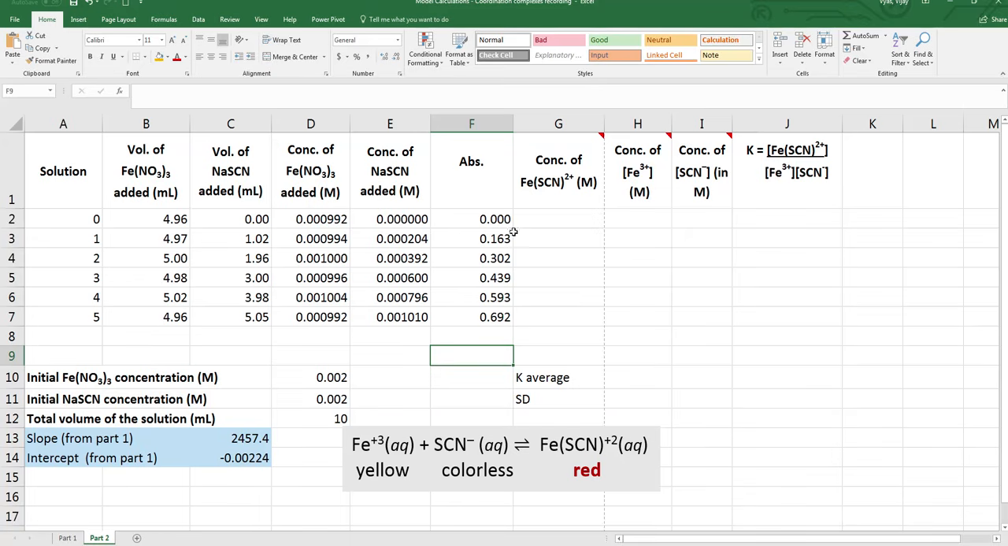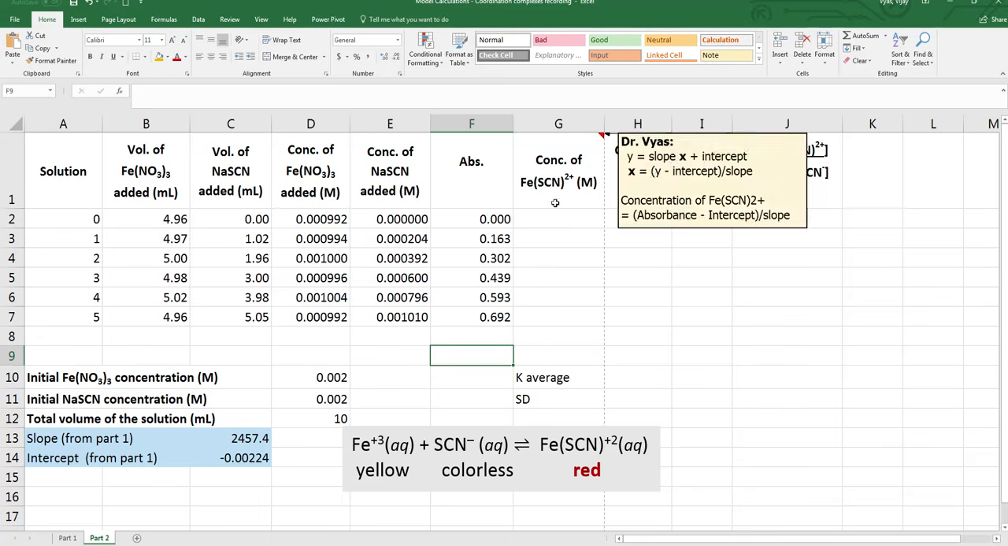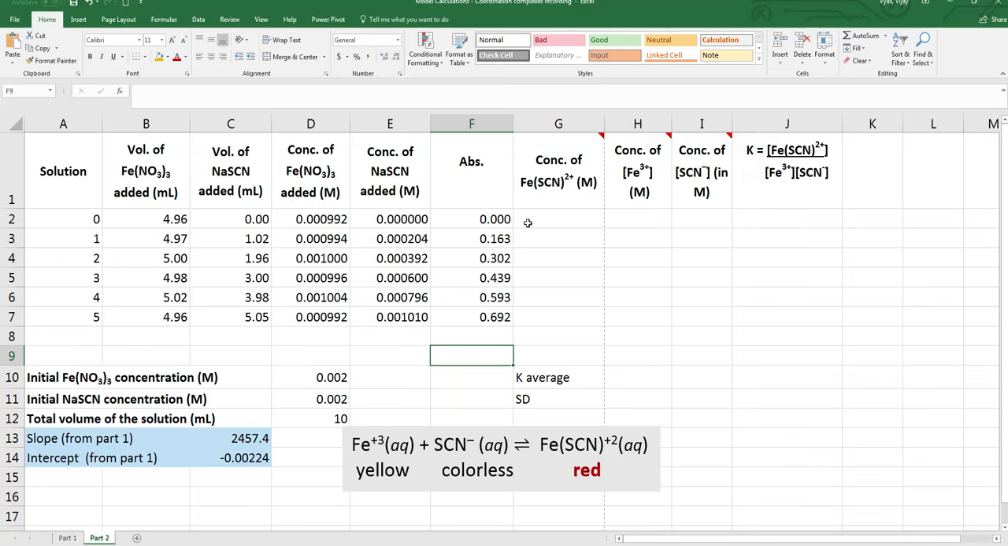All right, now from this absorbance, we are interested in getting the concentration of our iron thiocyanate. And the way we do is we will use this equation that we used from the last part. The equation was in the form of y is equal to mx plus c, where m is slope and c is intercept. So you will get your concentration from absorbance minus intercept divided by slope. The first one we will not be calculating anything, that's your blank. So let's go to the second one.